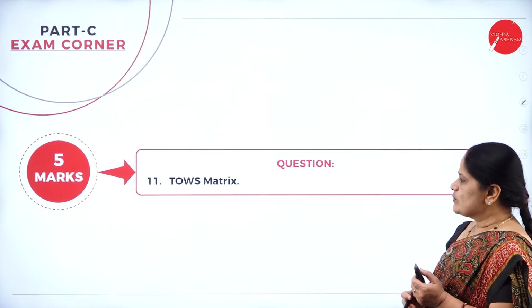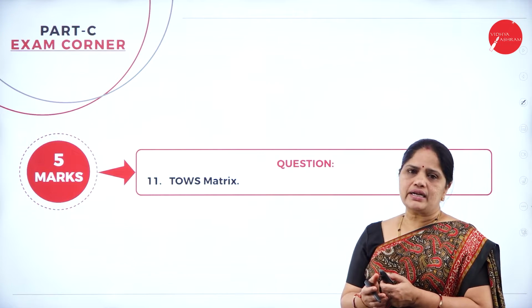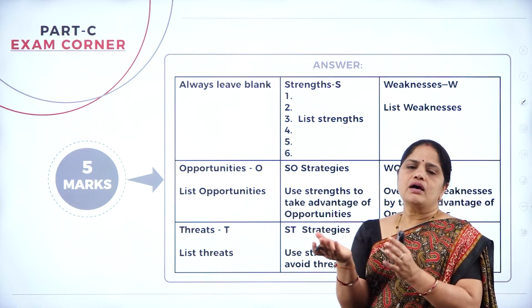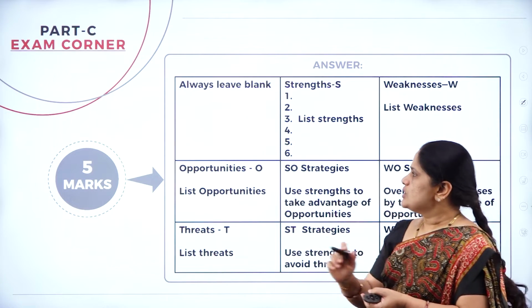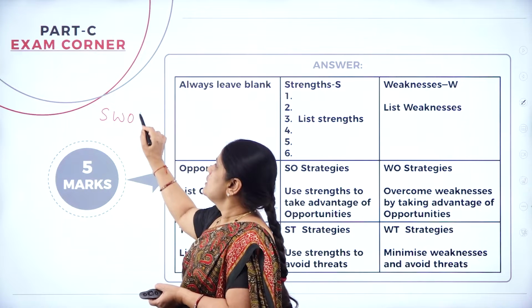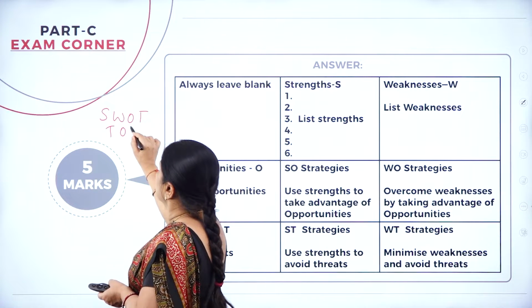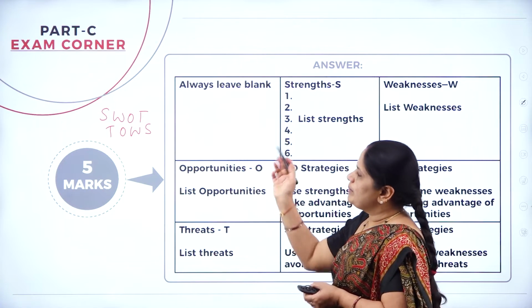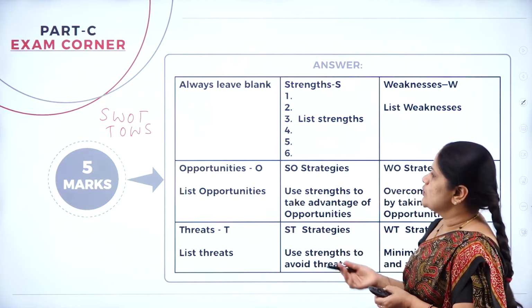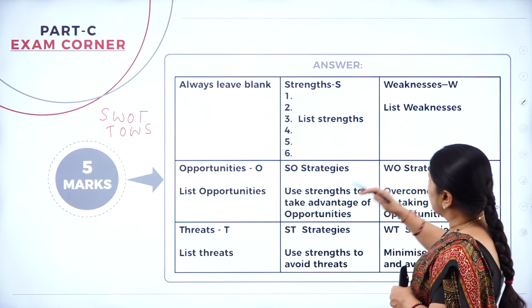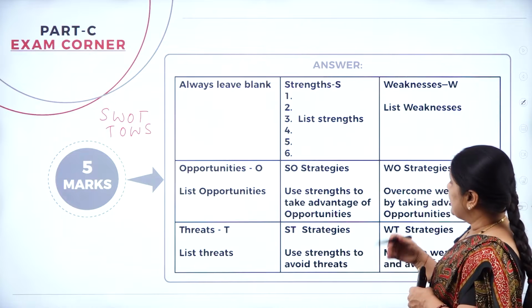Then next one is the TOWS matrix. TOWS, as you all know, is the opposite of SWOT. When we write SWOT backwards, it becomes TOWS. Now, what is this TOWS? It is a grid just like the BCG matrix grid.